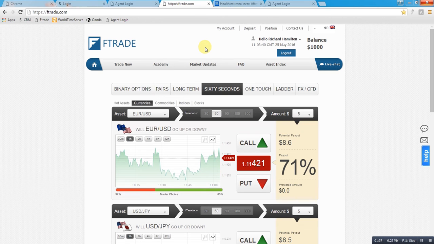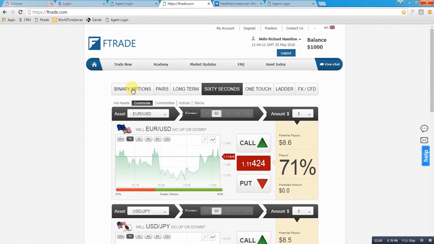Here's the website, as you can see in front of you. FTrade logo on the left hand side. On the right hand side you have hello Richard Hamilton, that's my account. You have the time, the date. More to the right you have $1,000 in the account, which is mine. And then after the next row of heading, there is a subheading. Subheadings such as binary options, pairs, long term, 60 seconds, etc. I'm on the 60 seconds.